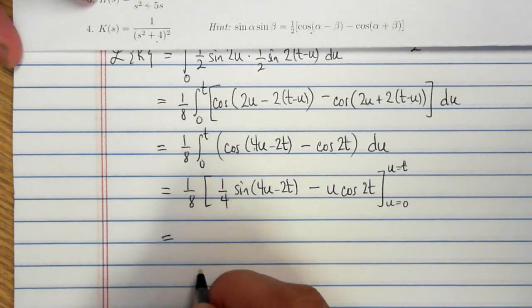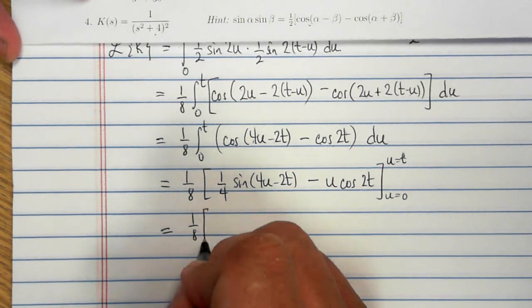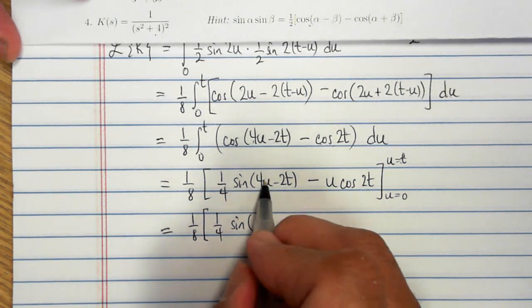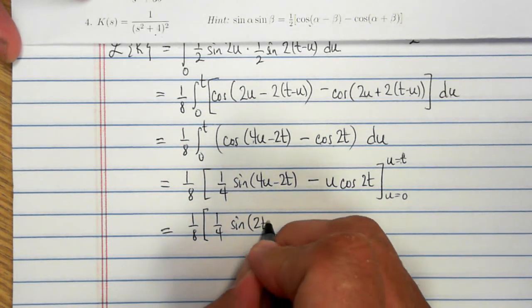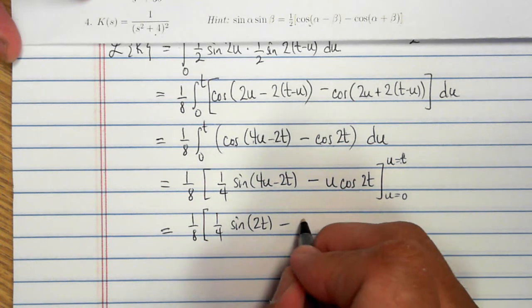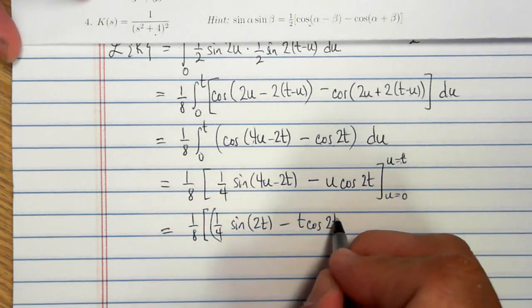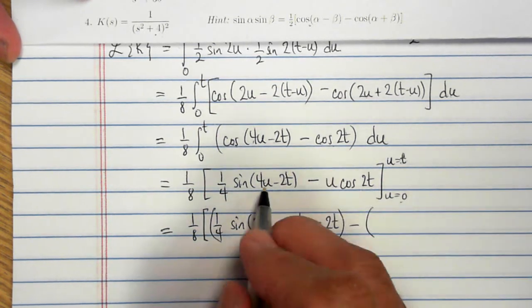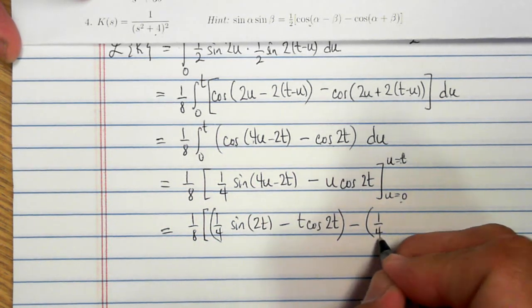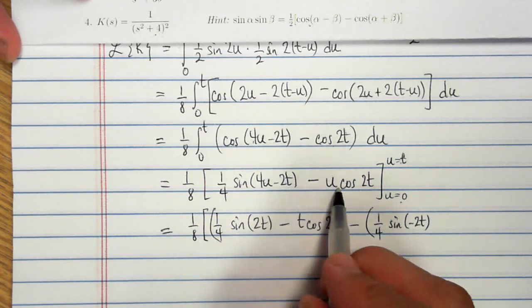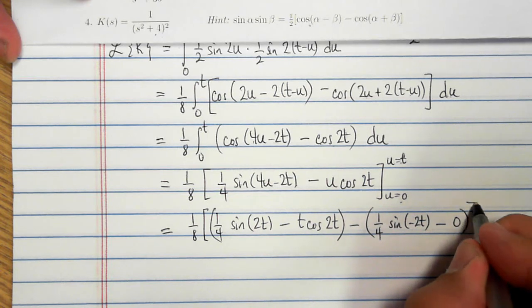Okay, so plugging in the endpoints, we get 1/8. Plugging in t, I get 1/4 sine of 4t minus 2t, which is 2t. Plugging in t, I get t cosine 2t. That's the first part. Plugging in 0, I get 1/4 sine of negative 2t, that is 0 minus 2t, minus 0.